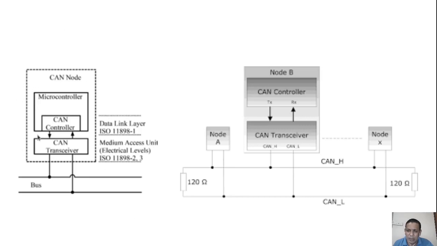And now we can see what are the things that will be there in a CAN node. Normally a CAN node will have a microcontroller. This node can be, for example, a power steering. In a power steering also there can be a microcontroller. Then a CAN controller will be there, and a CAN transceiver will be there.